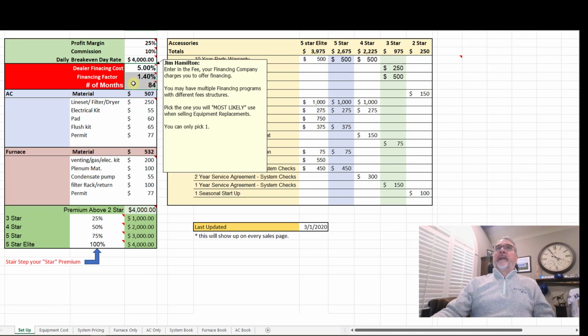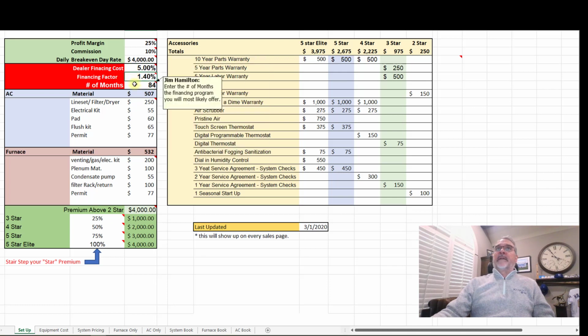We'll put in our financing costs, the dealer cost, the financing factor, and then how many months. This one's set up for 84 months, 7 years. I found that 7 years brings the payment down in a way for the customer to say, okay, that's okay. And it should last that long anyway, probably more than that. Then you'll also put in the material for an installation, and for a furnace, what the installation is. We'll plug that cost in here.